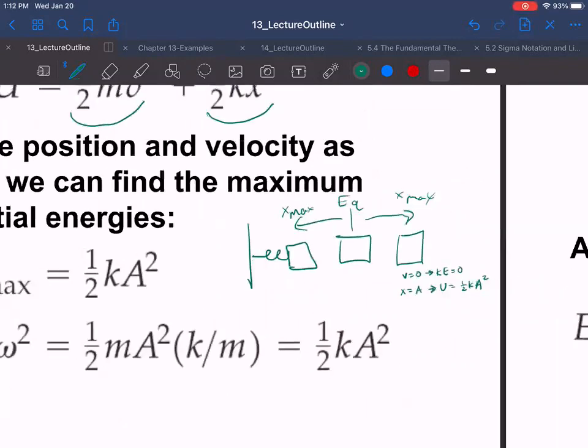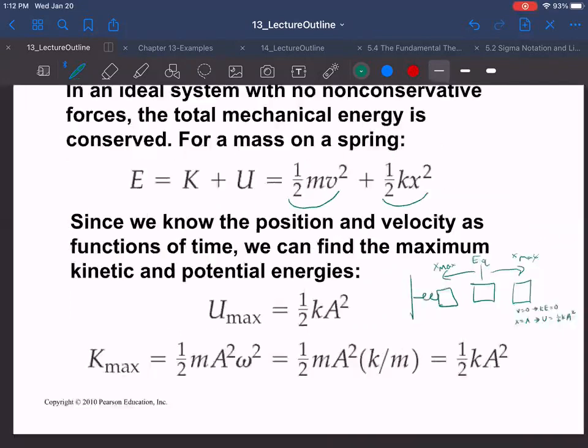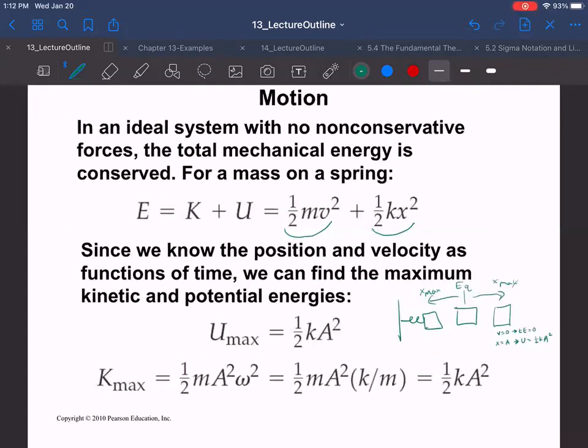So what we can do to get the total potential energy here, our maximum, is simply look at the point where we have no kinetic energy and we're at a maximum displacement. That's what that U max is there. It's 1/2 kA squared, where A is the amplitude, the maximum displacement you get. In other words, this equals 1/2 k x max squared. Maybe I should put that below it. I kind of squished it in there. It's our maximum displacement there.